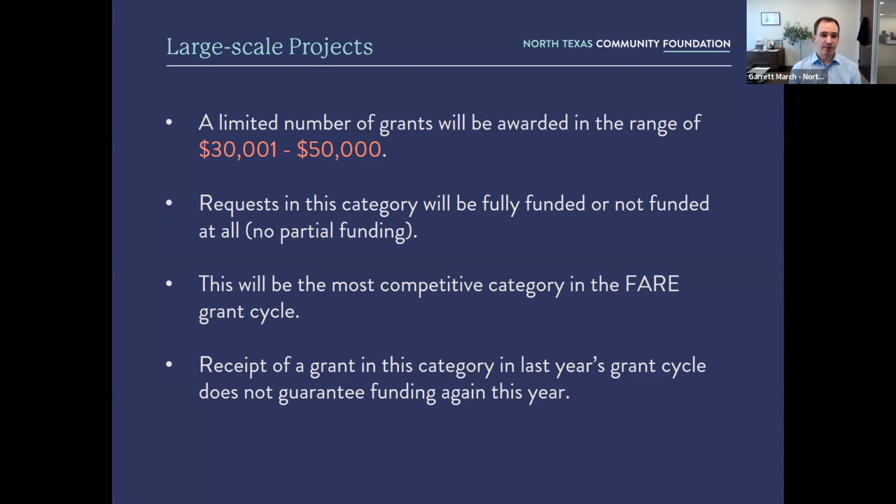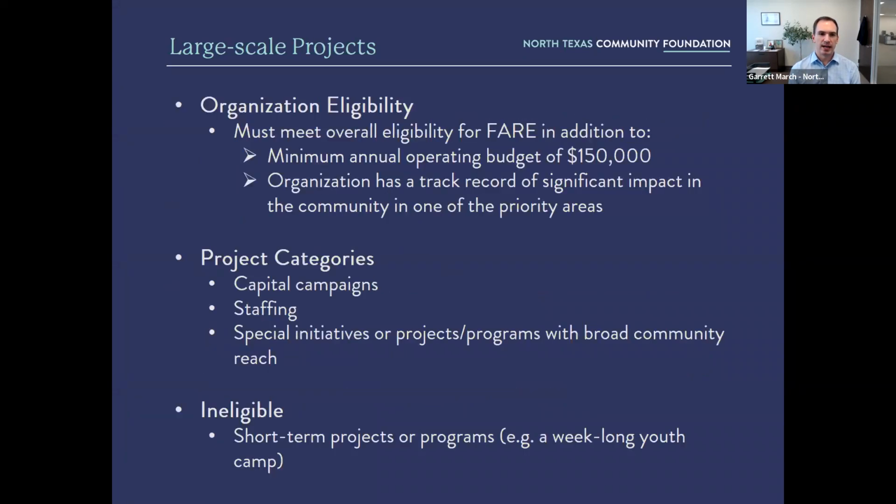So we just want to help you understand a little bit that this is for larger organizations that have a budget of at least $150,000 or more. You may have gotten a $30,000 to $50,000 category grant last year. That does not mean you're going to get it this year. And if you get it this year, it does not mean you're going to get it again next year. It is not a multi-year grant. It is a single year grant. You must meet all the other eligibility we've set forth for FAIR, in addition to having an operating budget of at least $150,000.